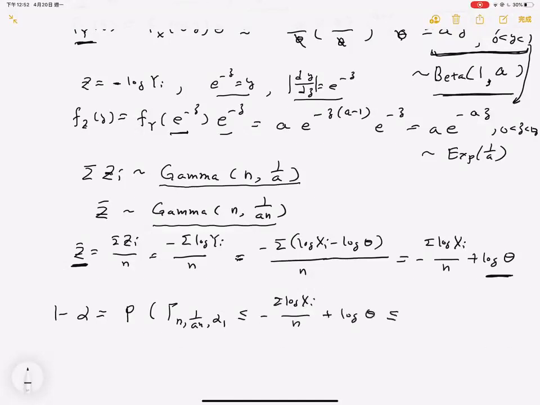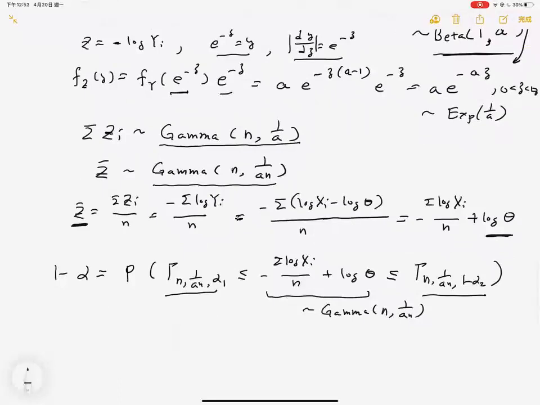Inside guy is a z bar. And then quantile to quantile, n 1 over an, then 1 minus alpha over 2x. You guys see that? So this follows gamma n 1 over anx. So I can write quantile to quantile that way.